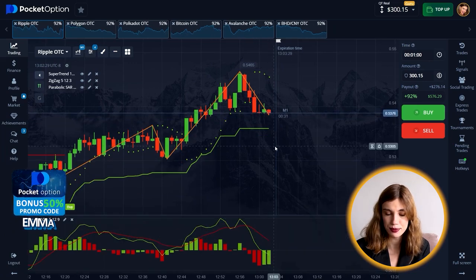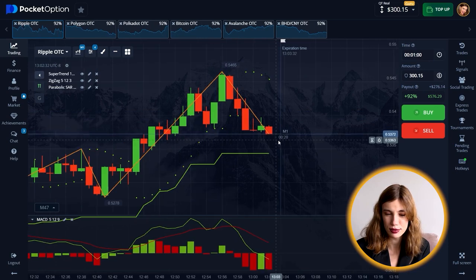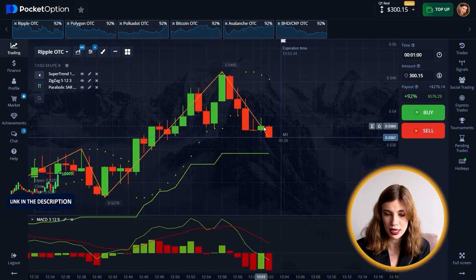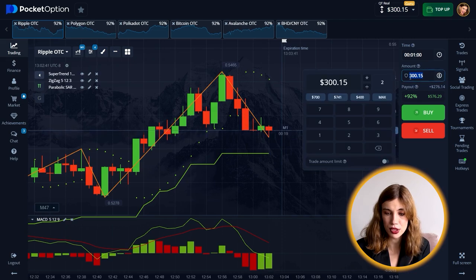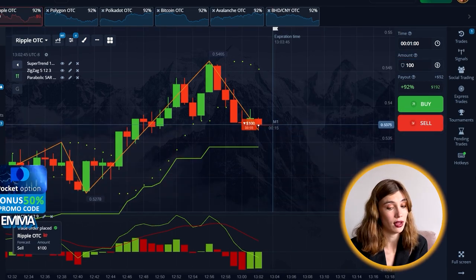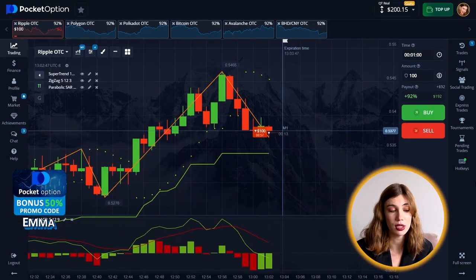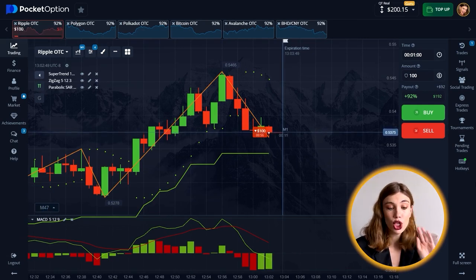Beautiful. Let's zoom in and see. I'm going to leave $200 for the insurance amount, and I'm going to start with 100. I think it's a great amount, lots of potential. So let's take a closer look.